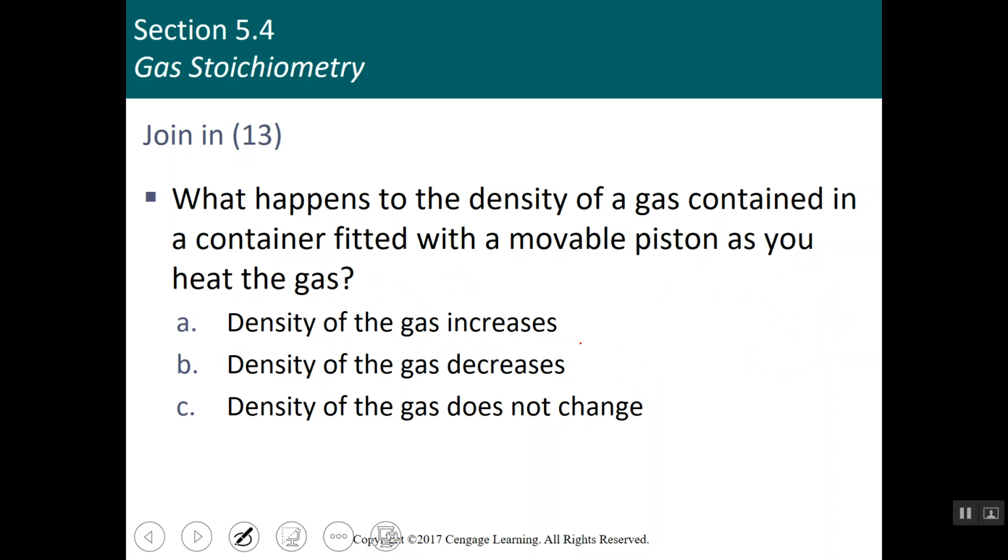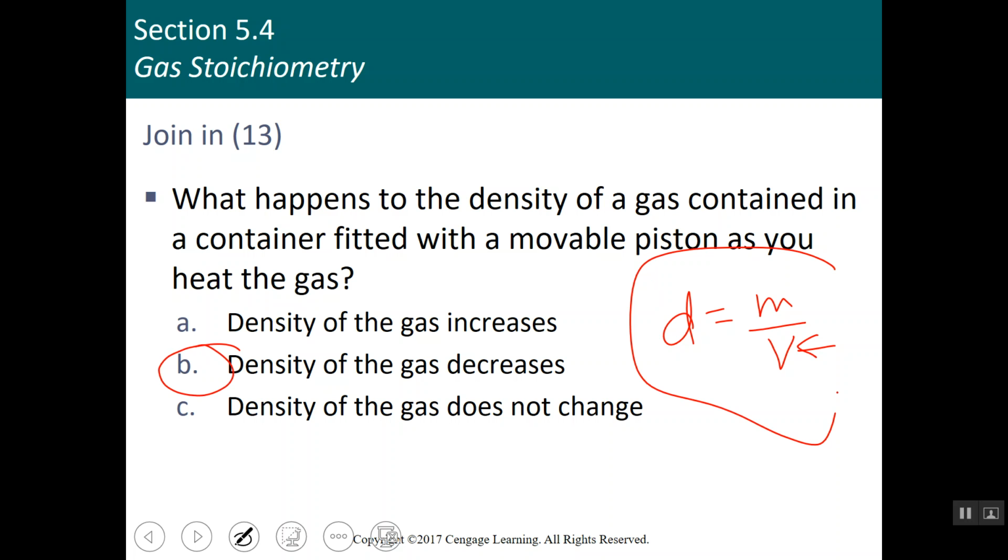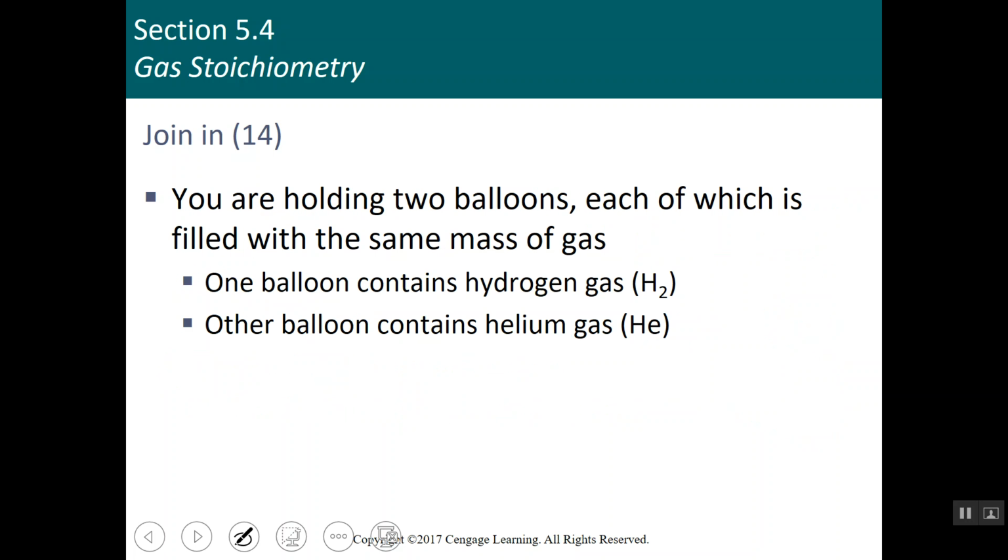On the other hand, if we have a movable piston, this time density, again, mass divided by volume, what are we going to change? We're changing the volume. We're actually increasing the volume, because as we heat the gas, as long as the container can change volume, then that's going to happen, and so the density of the gas is going to decrease, because the number on the bottom of this equation is going to get larger.